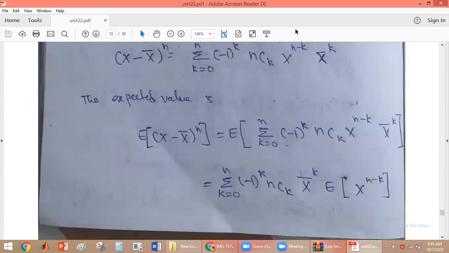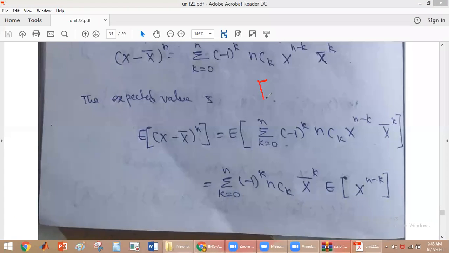From the properties of expectation, we know that the expectation of a constant times the random variable will be equal to a times the expectation of x. So we identify the constants in the binomial expansion. Minus 1 power k is a constant, n c k is also a constant, and x bar, that is the mean value, is also constant. All these are constant terms.